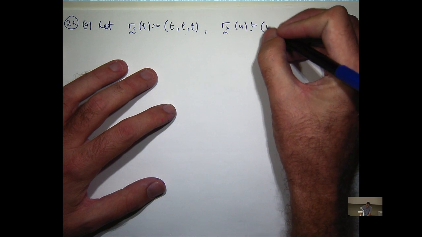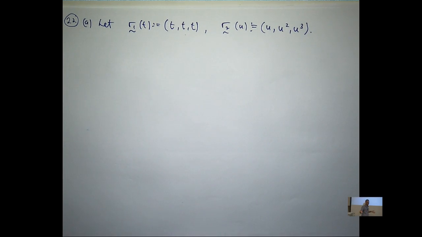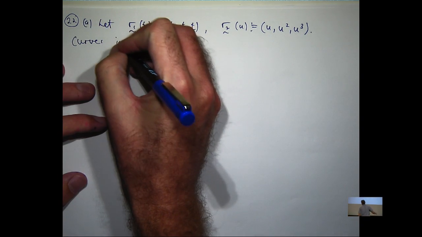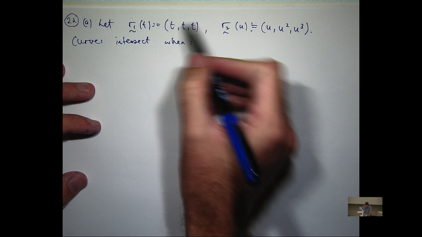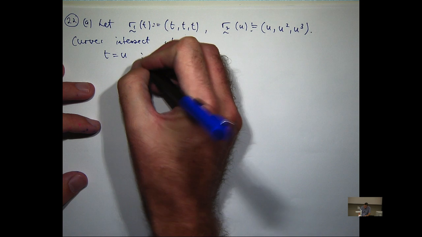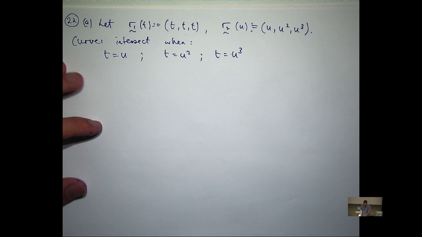And now I'm going to switch to a second variable, u. I guess we're implicitly understanding that it's defined for all t and all u, but really we're only interested in the intersection. So our curves intersect when the components are equal, right? So when t equals u, t equals u squared, t equals u cubed.